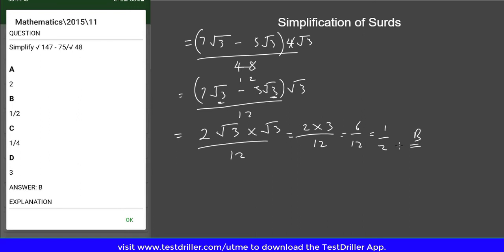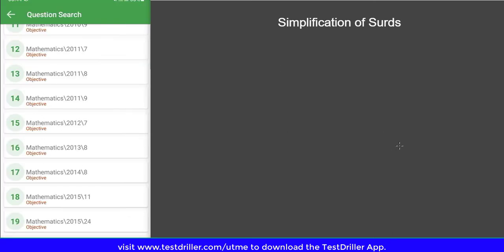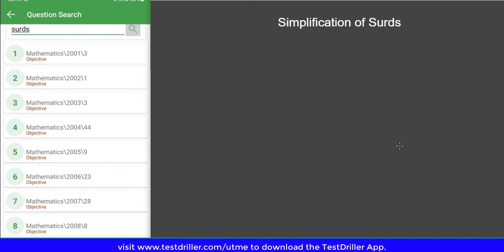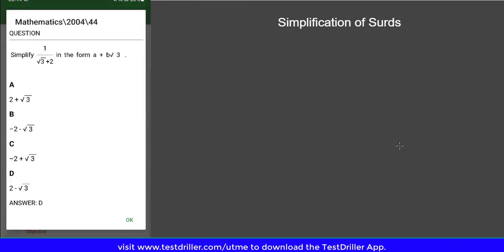So let's look at the next question. The next question is question 44 from the year 2004. The question states that we should simplify 1 over root 3 plus 2 in this form: a plus b root 3. Whenever I see a question like this, they just want to rationalize. That's basically what they want to do, such that you're going to get an integer here, another integer here, and root 3. So let's see what to do here.